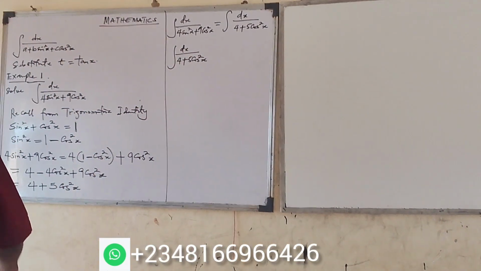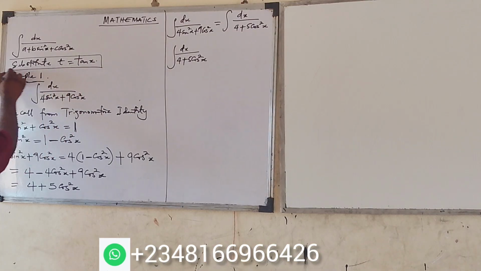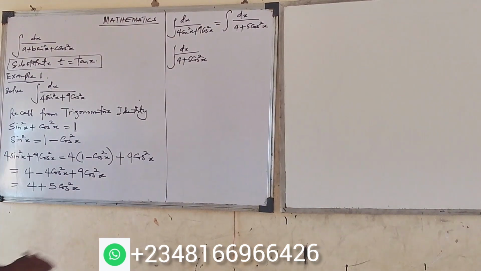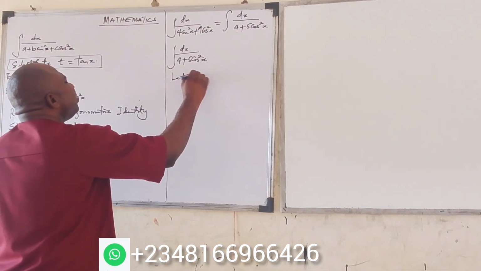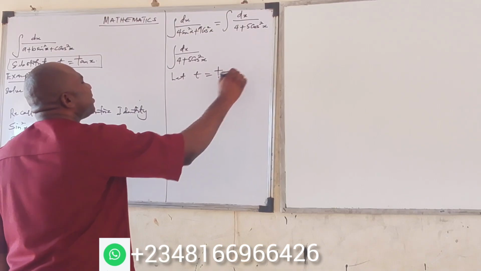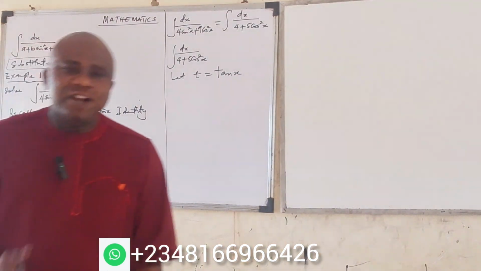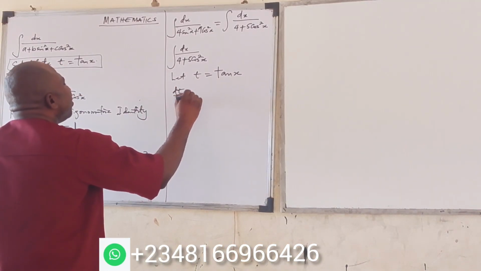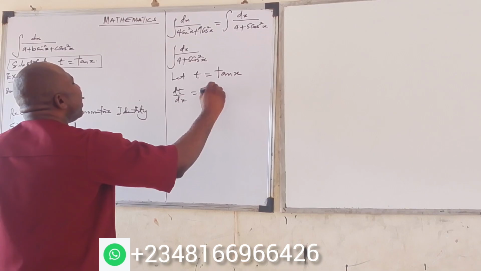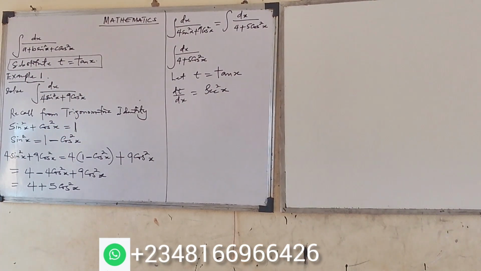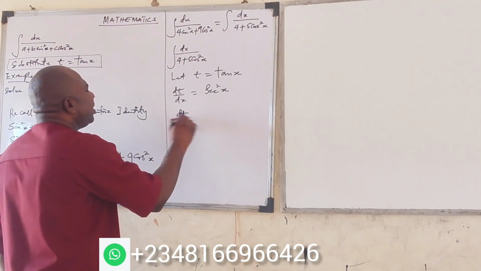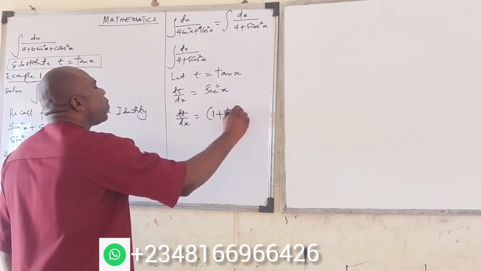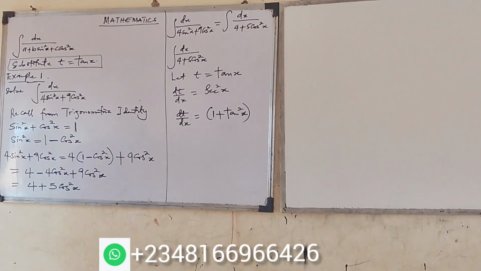Now, remember we said the idea behind this is to substitute t is equal to tan x. So here, let t be equal to tan x. And of course, if t is equal to tan x, it means dt over dx, when you differentiate tan x, gives sec squared x. And we all know that sec squared x is the same thing as 1 plus tan squared x.